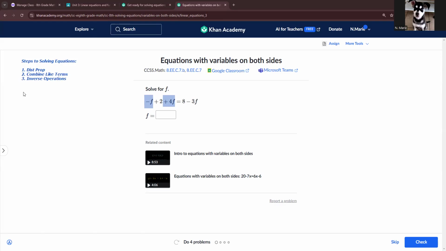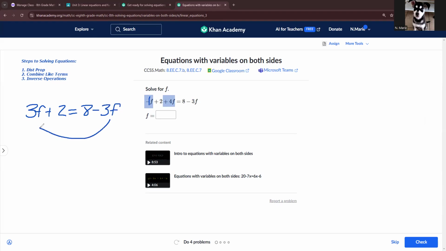All right, so here we're combining like terms. What's negative 1f, right? Because that's a negative 1f plus 4f. That's 3f. So I have 3f plus 2 equals 8 minus 3f. All right, how do I solve this? What do I do now?